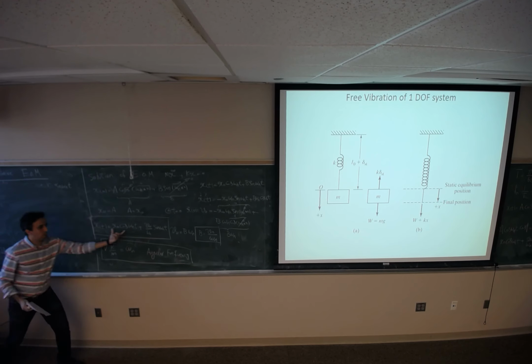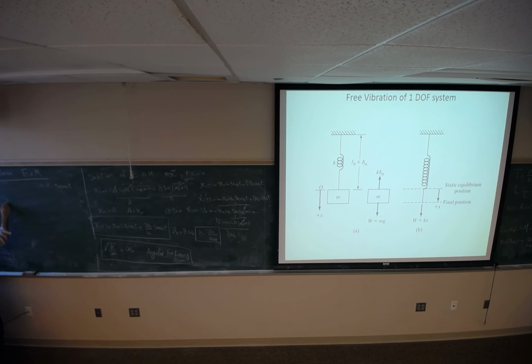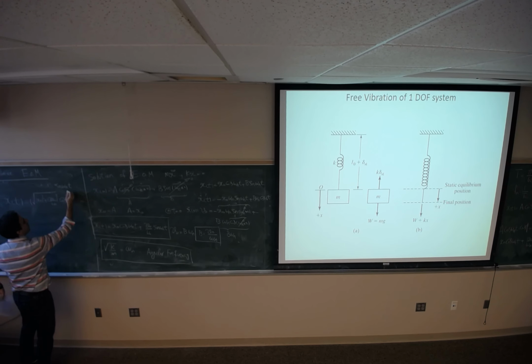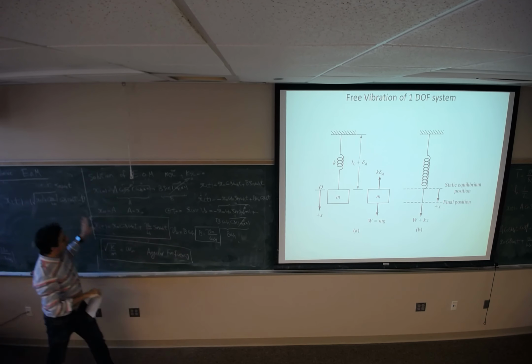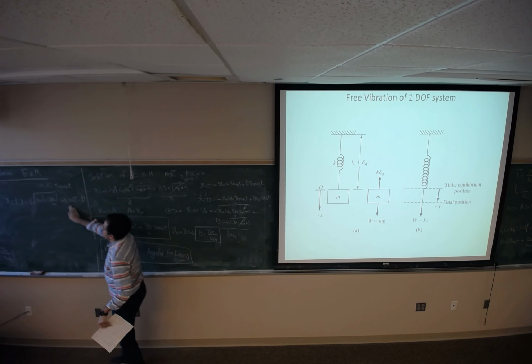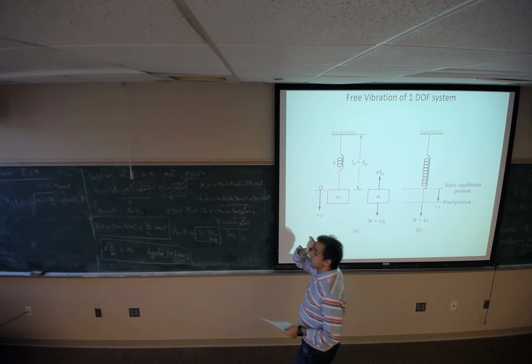So this motion, the response of the system can be written as one harmonic function. X of t would be A times cosine of omega n t minus phi, and phi is the tangent inverse of this. So these two are the same, except this one is representing one single harmonic function.